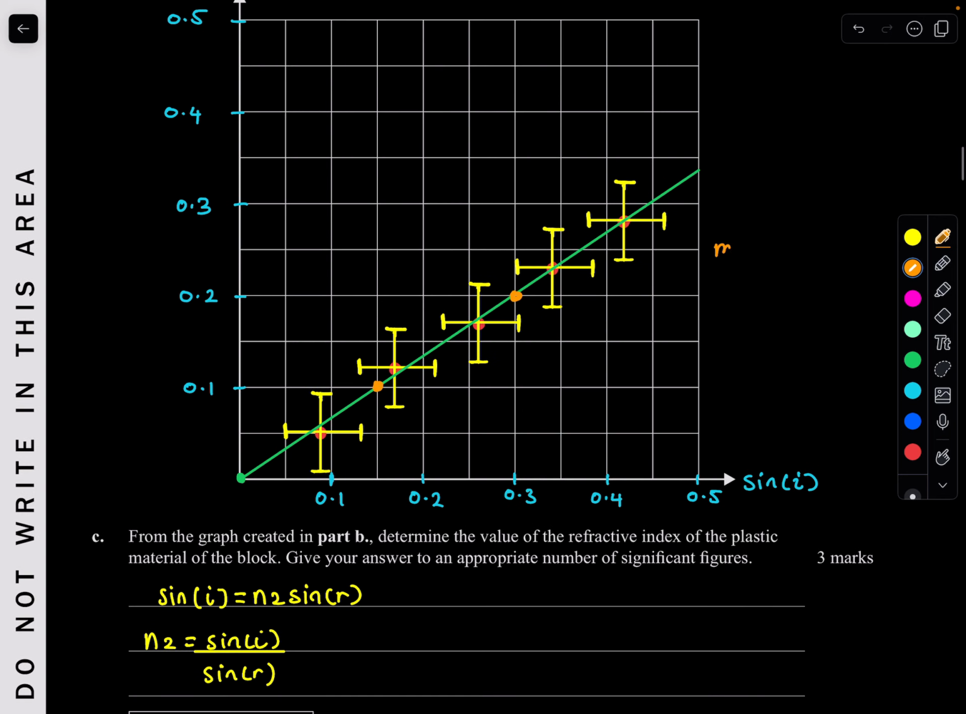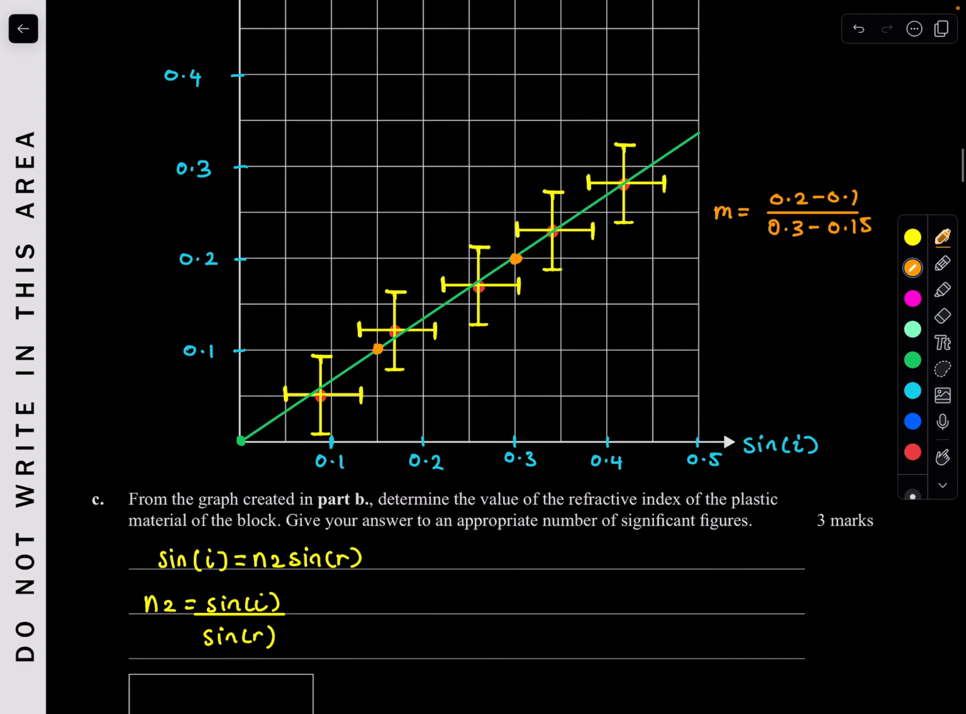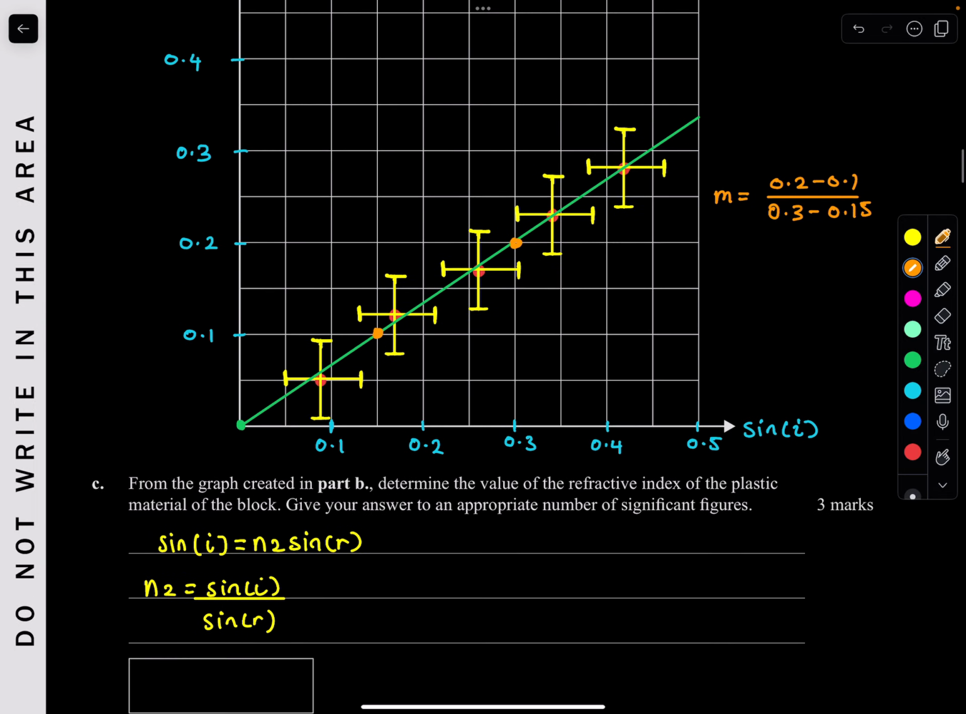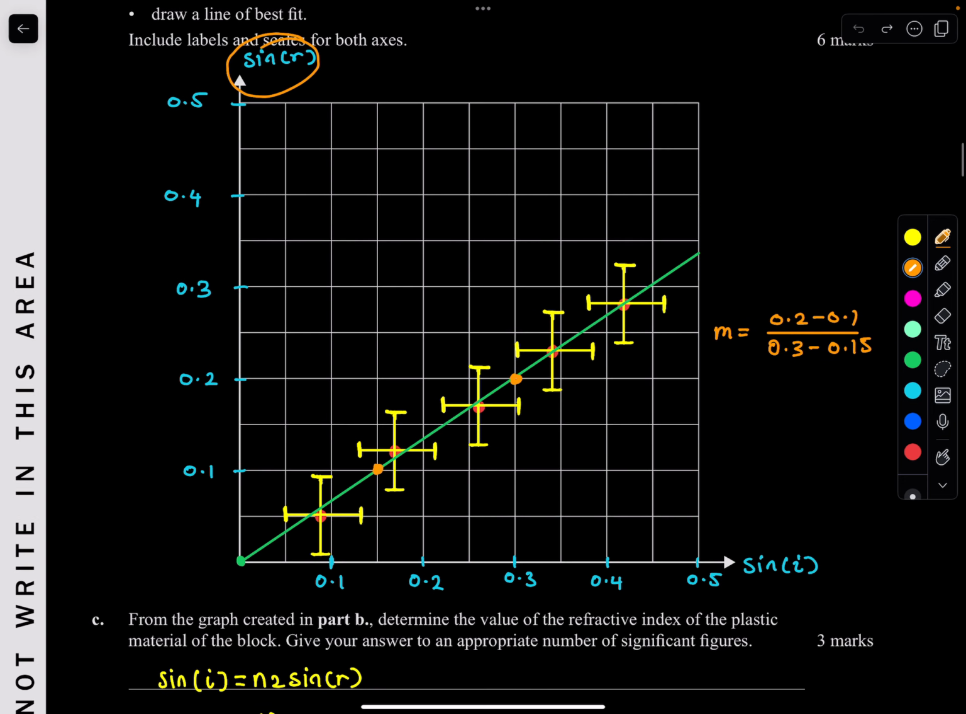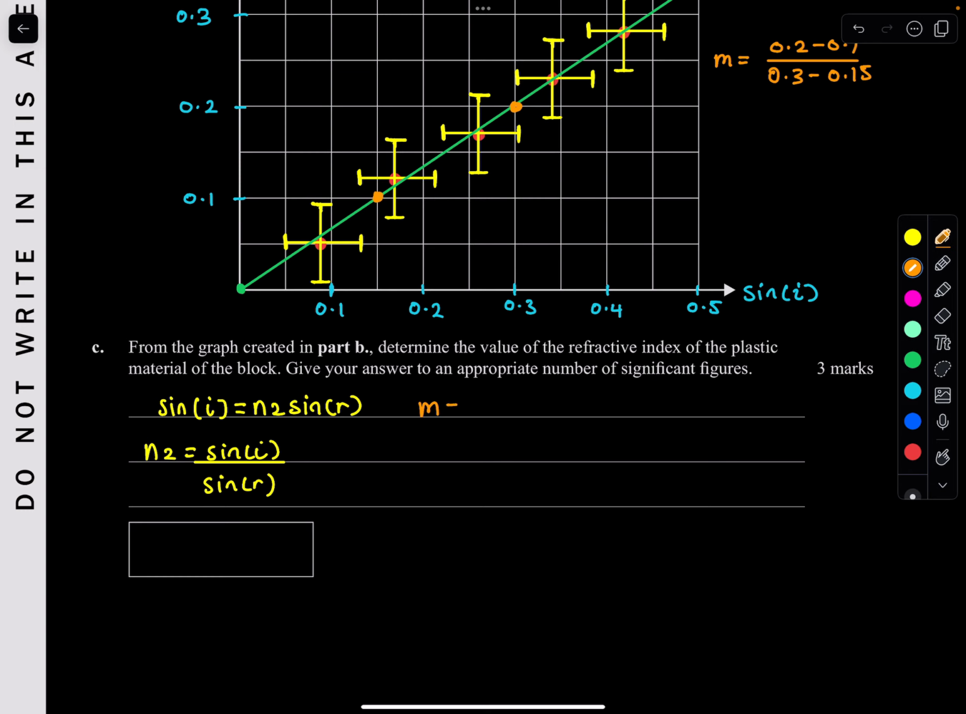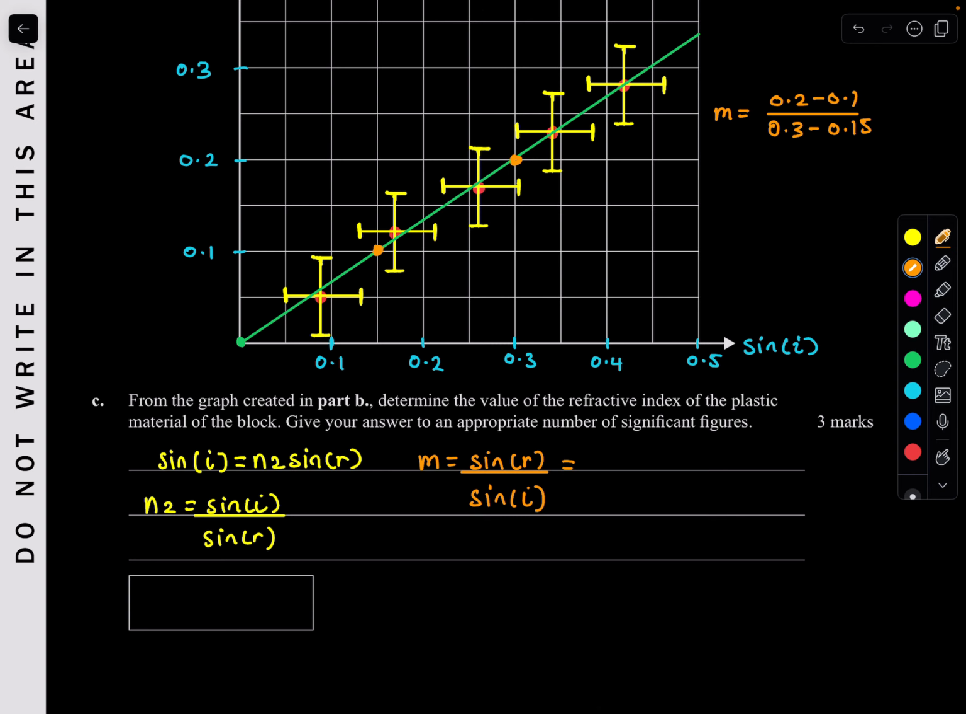So the gradient of those is what? Basically 0.2 minus 0.1 over 0.3 minus 0.15. I'm going to write it nicely here. So your gradient, which is sine R over sine I, is 0.2 minus 0.1 over 0.3 minus 0.15. That gives me 0.666.